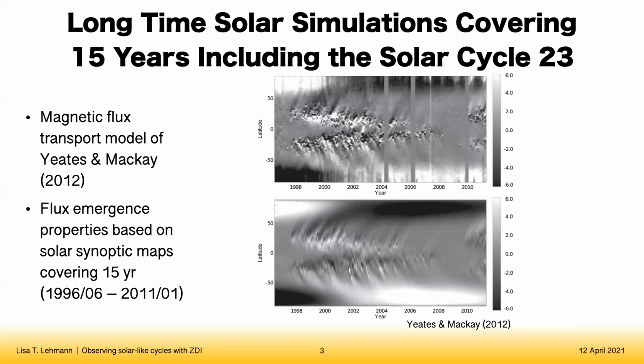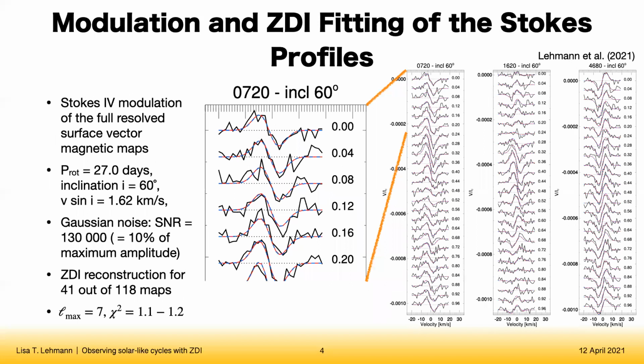And in the next step, I used the fully resolved surface magnetic field maps to model the Stokes I and V profiles, assuming a rotation period of 27 days and an inclination of 60 degrees, which gives you a v sin i of 1.62 kilometers per second. So our Sun is really a very slow rotator. We added some Gaussian noise, which corresponds to 10% of the maximum amplitude.